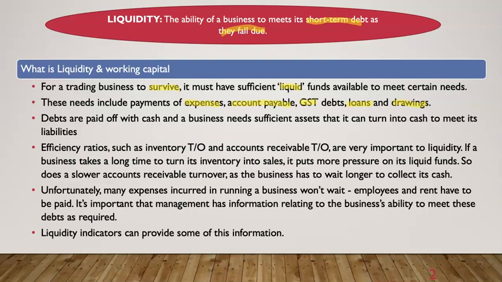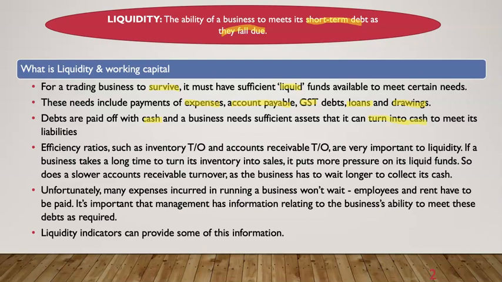How do you pay off or meet these requirements? There's actually only one asset that can pay off these requirements. Debts are paid off with cash. So a business needs sufficient assets that it can turn into cash to meet its liabilities.